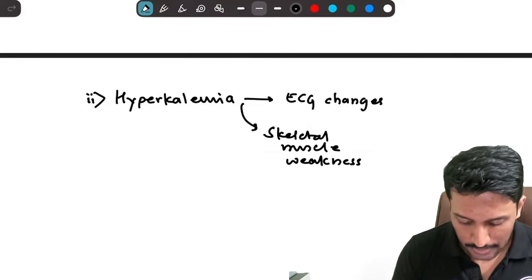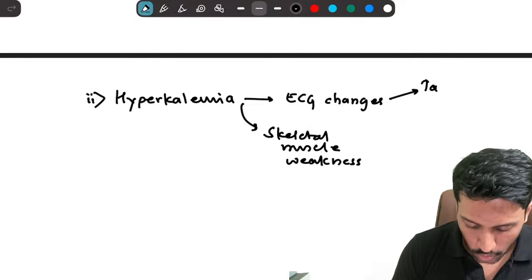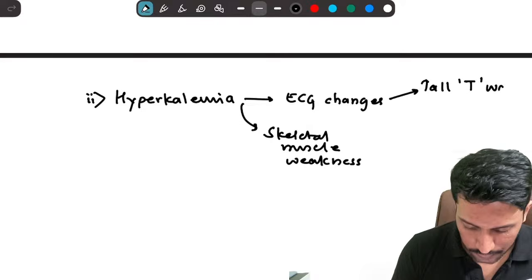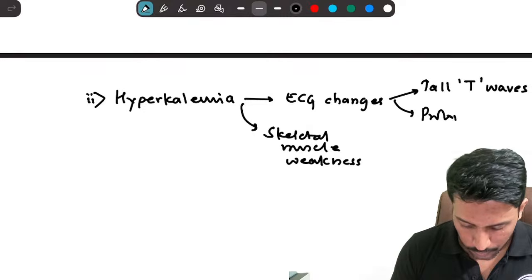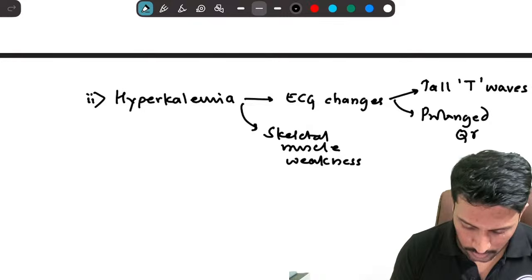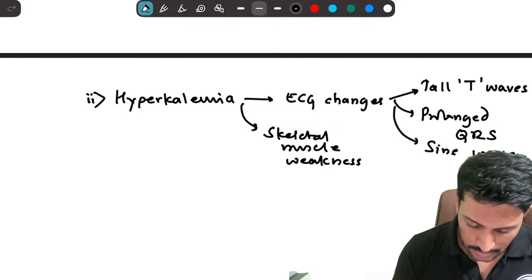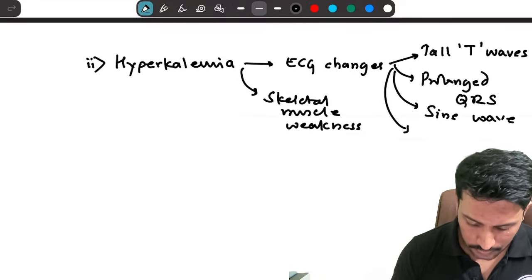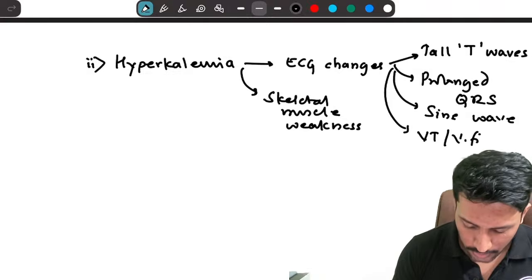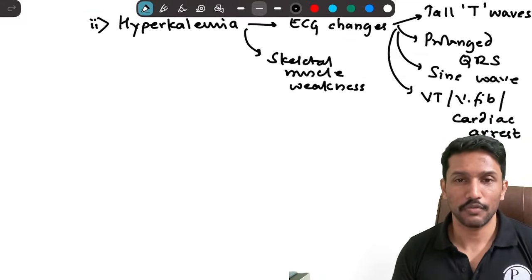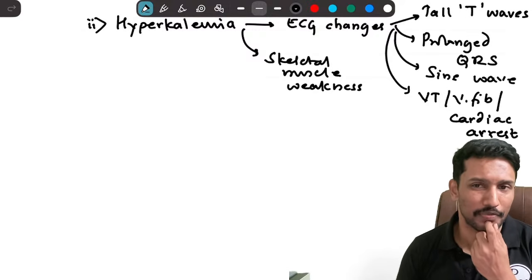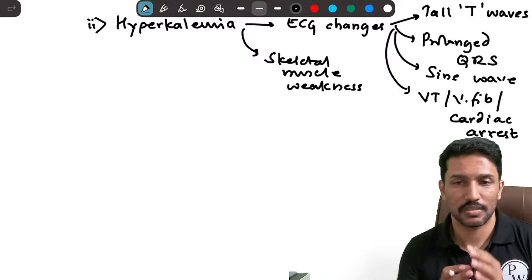Even hypokalemia can cause ECG changes. ECG changes wise, you will get tall T waves and then prolonged QRS, and then there is formation of something called a sine wave, and eventually there is risk of ventricular tachycardia, ventricular fibrillation, and cardiac arrest. So these complications are expected if I have very high potassium, especially when it is more than 7.5. The chances of developing cardiac arrhythmias are high.